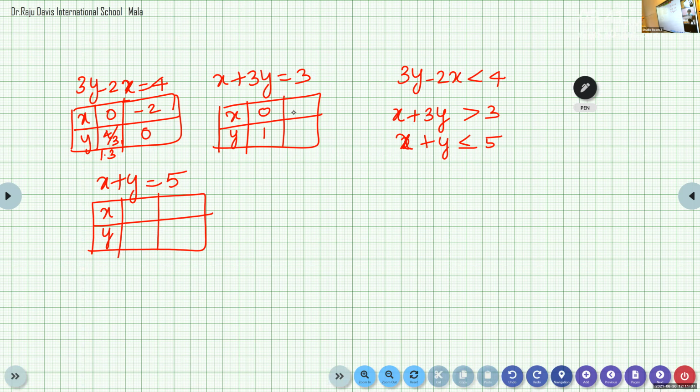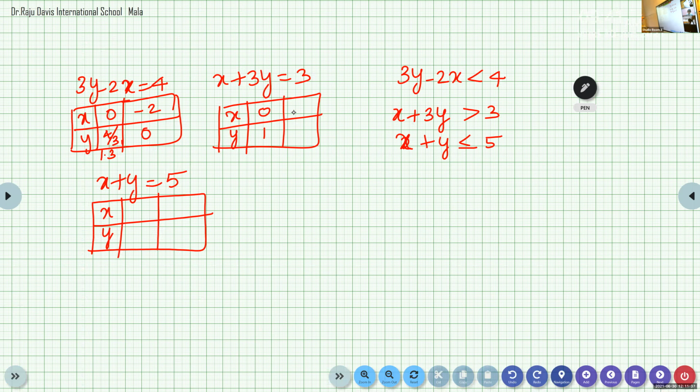Now go with the next one. I'll change the color so that you can understand it easily. When x is 0, y is 1. So this is our point. The next one is 3, 0. So when you join this, we'll be getting a line like this. This is the line x plus 3y is equal to 3.